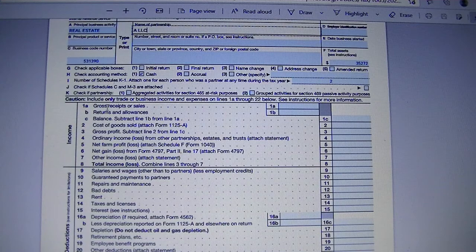So you'll have the gross receipts, or the revenue or the sales, on line 1a. If you have returns and allowances, you'll add them to line 1b, and the gross profit will be, you'll just follow the instructions. It's not line 2, it's from line 1c, and line 1c will be line 1a minus line 1b.